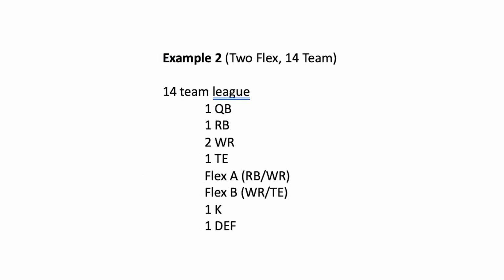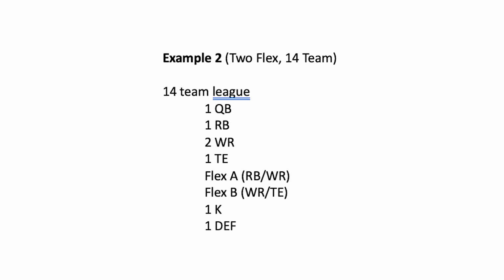Okay, example 2. This is a 14-team league. 1 quarterback, one running back, 2 wide receivers, 1 tight end. I have sort of a flex A and a flex B. So this was how our league was set up last year, where we had a running back and wide receiver position, another one wide receiver and tight end. So you can see you could have up to 4 wide receivers starting in a given week. You may have no tight ends. You may only have 2 running backs. You could have, in this case, 2 running backs up to, or just 1. Or you could have a tight end, or you might not have any, a kicker and a defense.